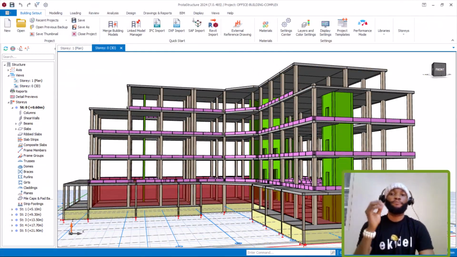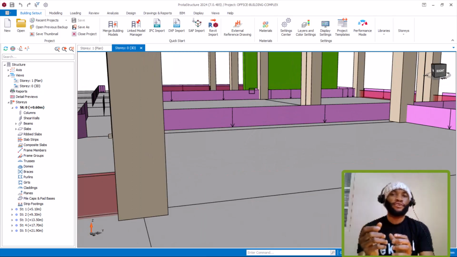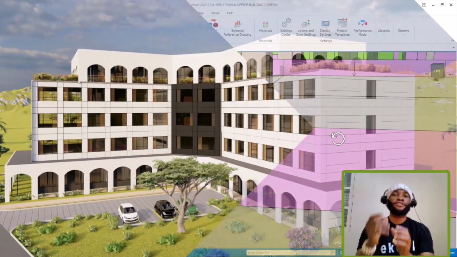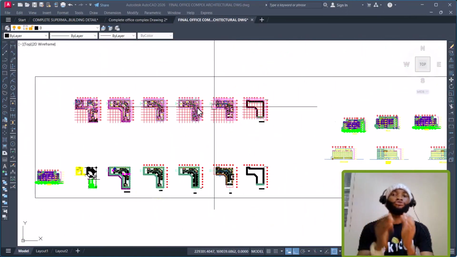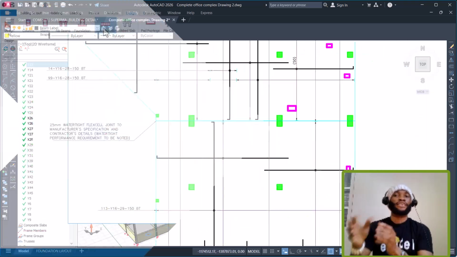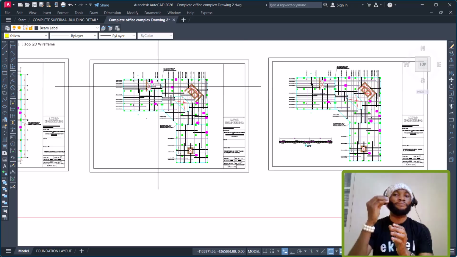project using ProtaStructure. Now, this masterclass is not just theory. You are going to work on a complete real-life office building project, beginning from the architectural concept, through the structural analysis, to the structural checking and making your engineering justification, and then the structural detailing.